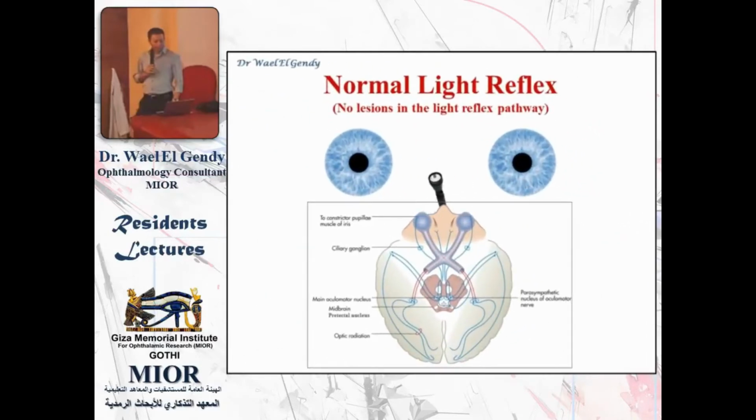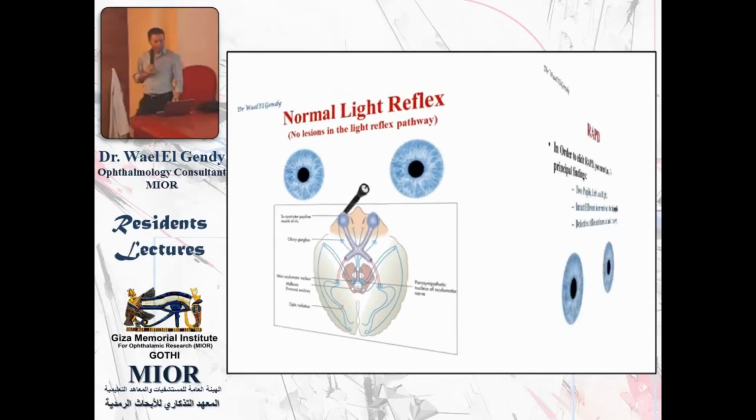Our first example is the normal light reflex when you're swinging your flashlight between both eyes and you have no lesions in the visual pathway or the light reflex pathway. So the pupils will be both constricted in response to the light, and when you swing the flash from left to right, you will see no movement in the pupils. The pupils both are constricted. You will see no dilatation or reconstriction because the pupils are constricted by the direct and the consensual at the same time.